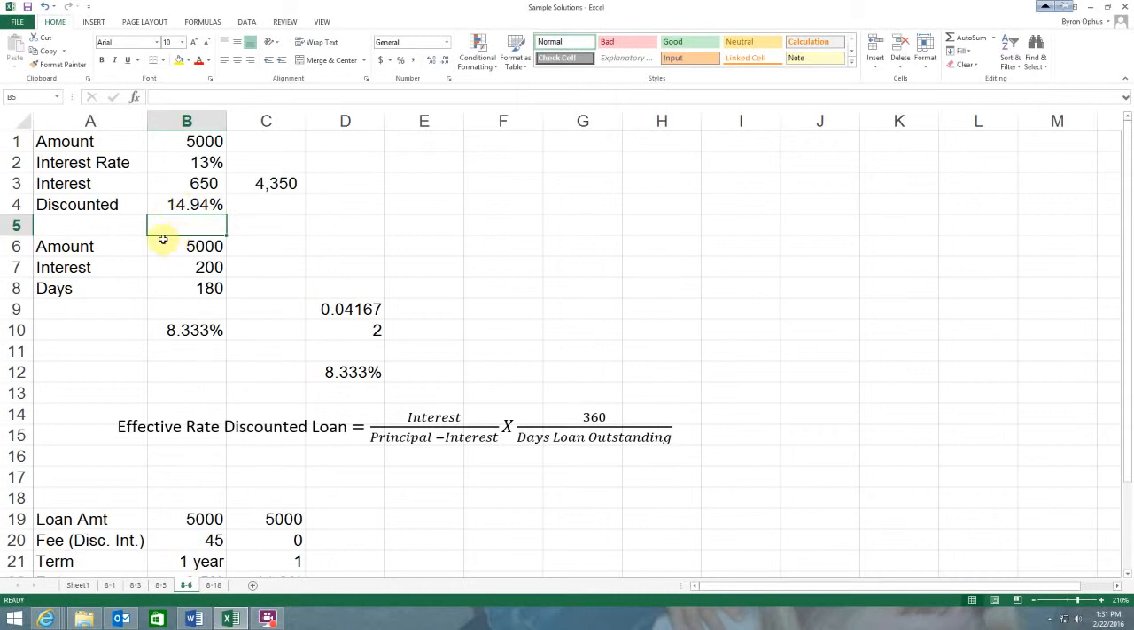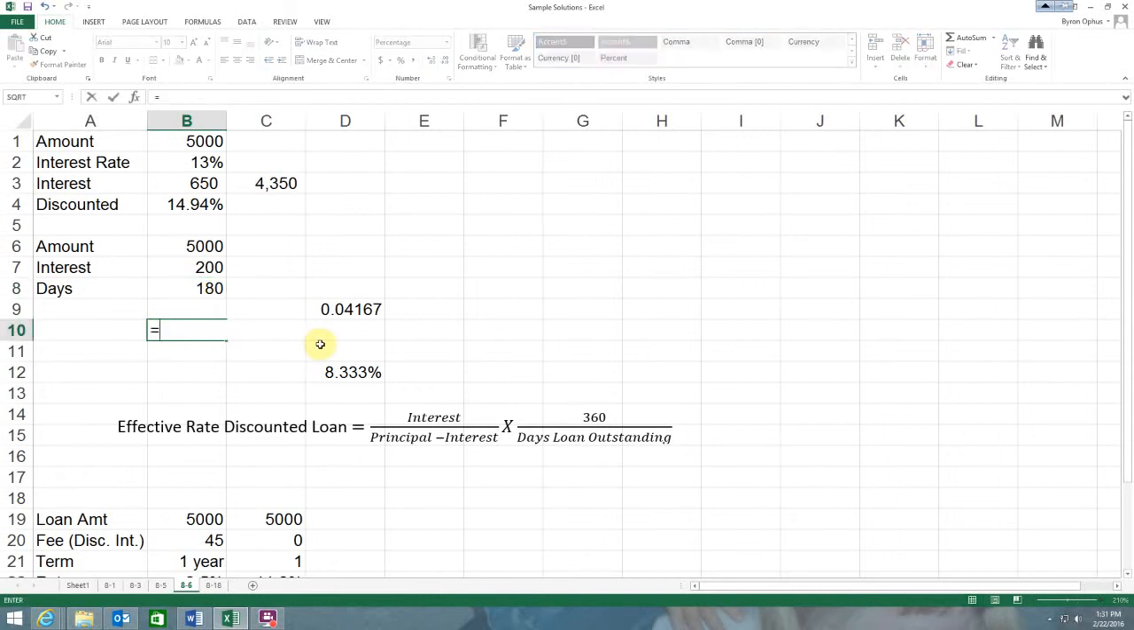Then I did another one where it wasn't for the full 360 days, because I'm not sure if yours is for the full year or not. So I wanted to give a demonstration of that. I said, what if somebody borrows $5,000 and their interest is $200, but they only keep it for 180 days? So now I've got my interest, 200, divided by 5,000 minus 200, so 200 divided by 4,800, times 360 divided by 180.